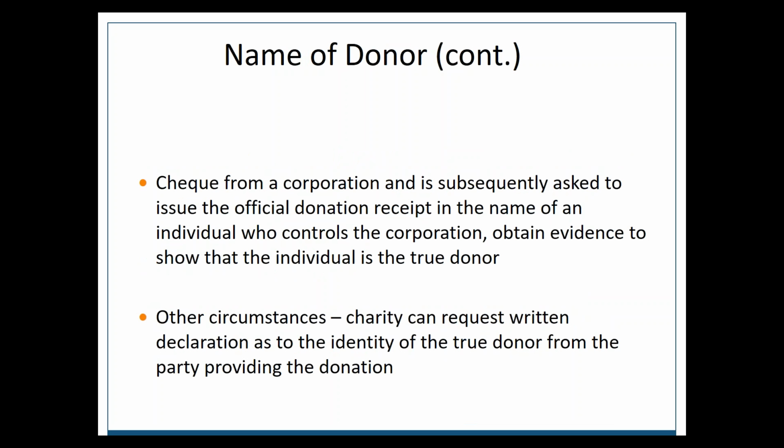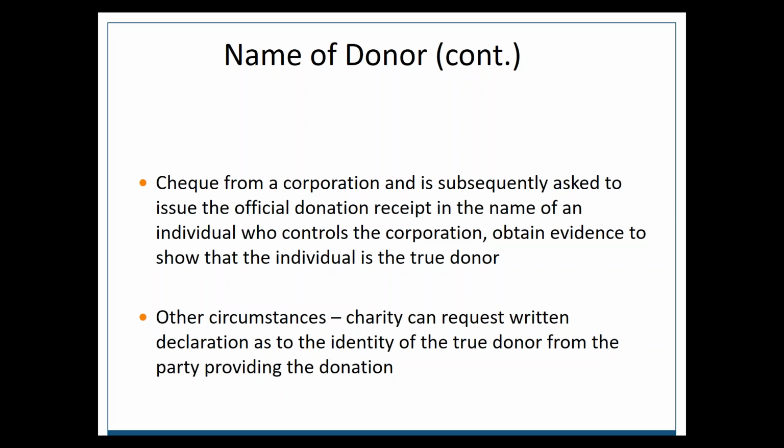But for example, when the check comes from a corporation and subsequently you get a call from a person who's the president who says, oh, by the way, could you make that receipt out to me and not the corporation? So there's a real question here. Is it the individual's money or is it the corporation's money? And you would need to get some real solid evidence to make sure that it is in fact the corporation's money.